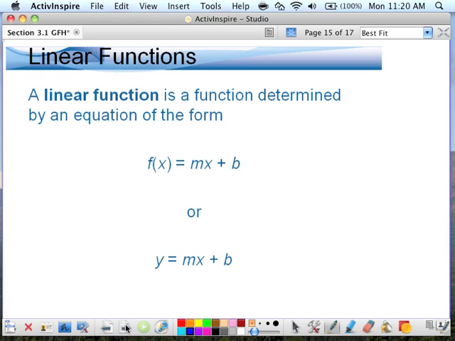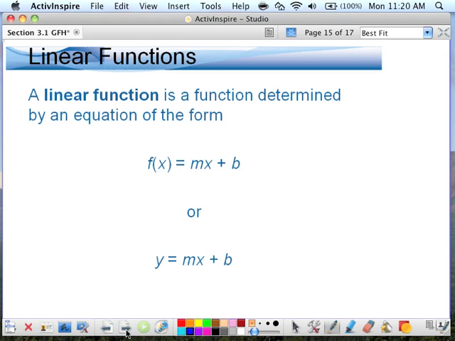So basically, all lines are functions except for one type of line. What's the only line that is not a function? A vertical line. A vertical line automatically fails the vertical line test, but every other type of line is a function. Horizontal is a function, positive slope is a function, and negative slope is a function. As long as it's not a vertical line, it can be written in the form y equals mx plus b.